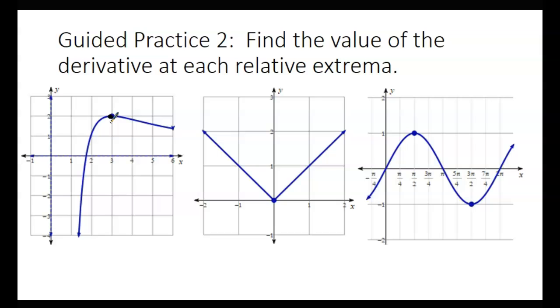All right, so guided practice 2. Find the value of the derivative at each relative extrema. What's the derivative at that point? That relative max there. I'll give you a hint, okay? The derivative is the slope of the tangent line.